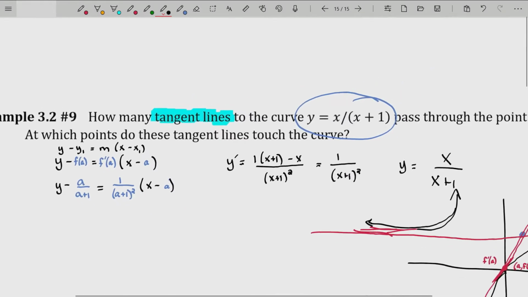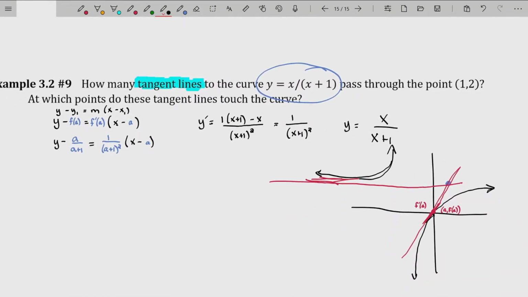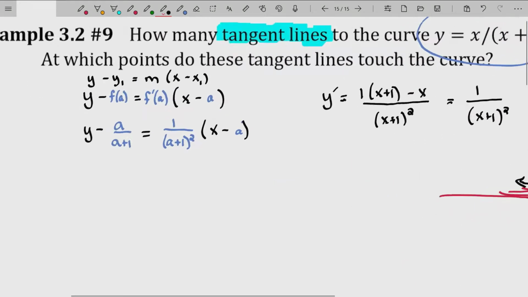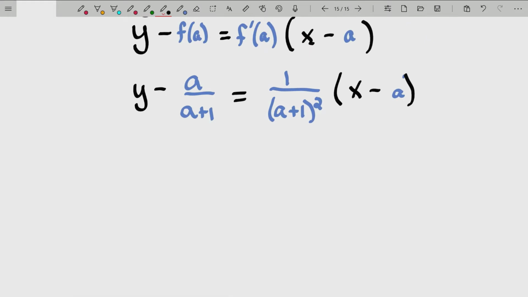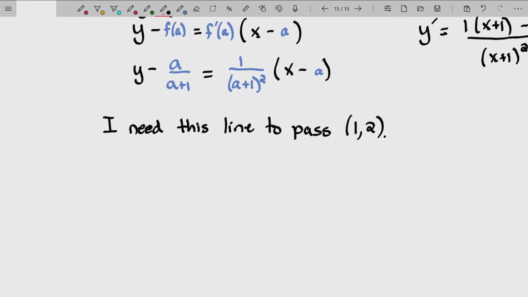Now let's see what else they need me to do. How many tangent lines? Oh, I need this tangent line to pass through the point (1, 2). So I'm going to write that down. I need this line to pass through (1, 2). That is, when the y value is 2, I want the x value to be 1.